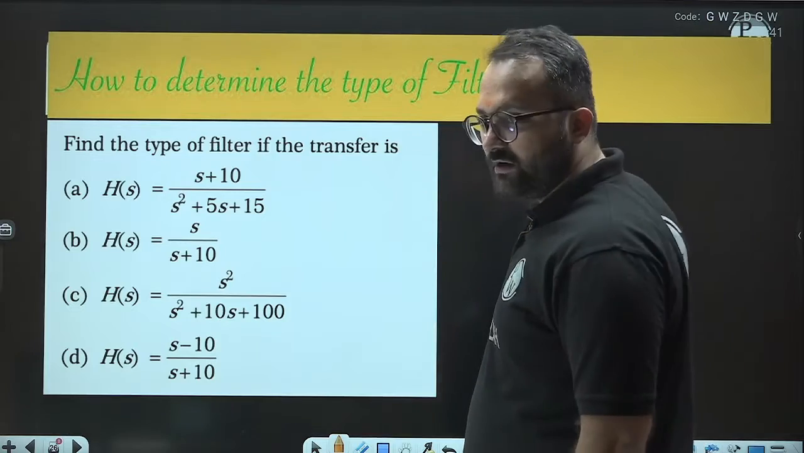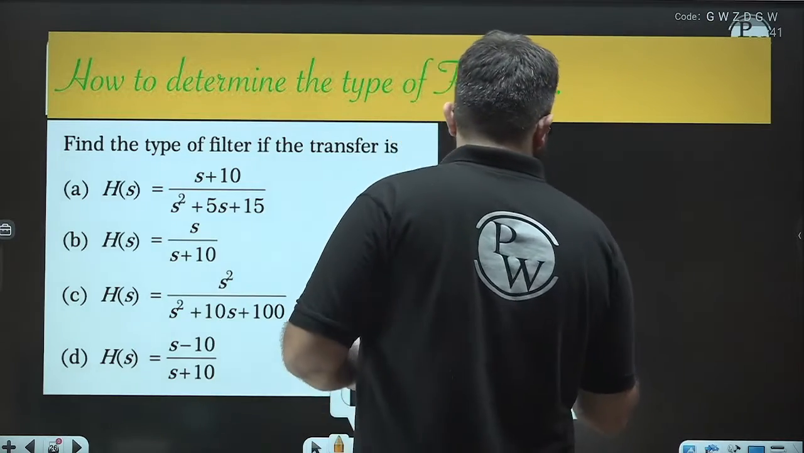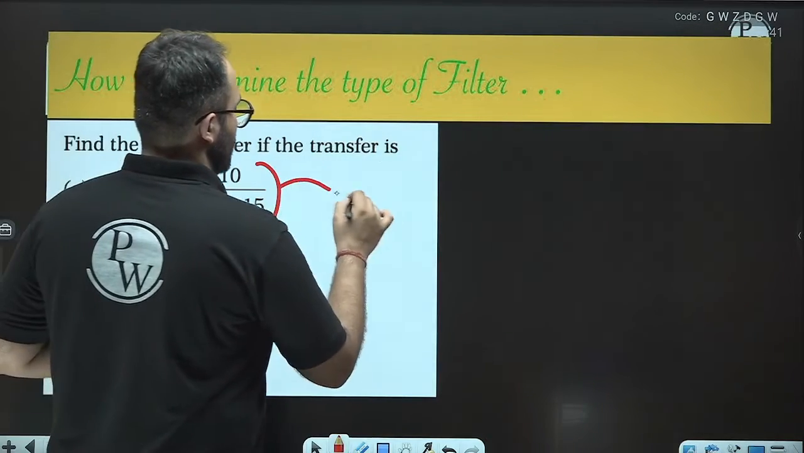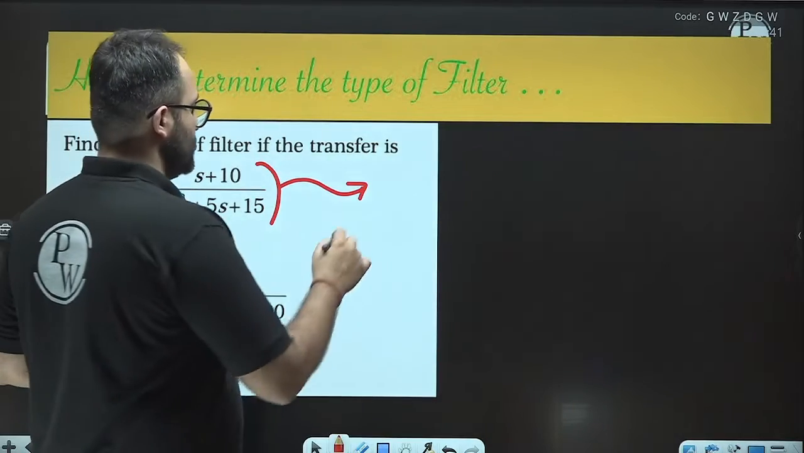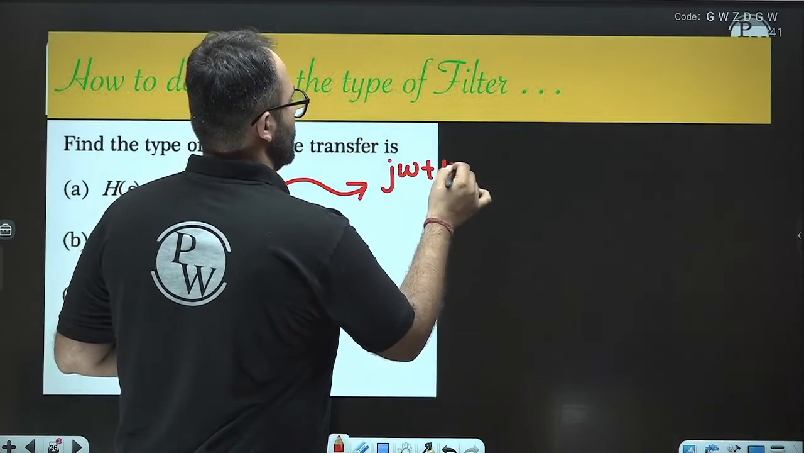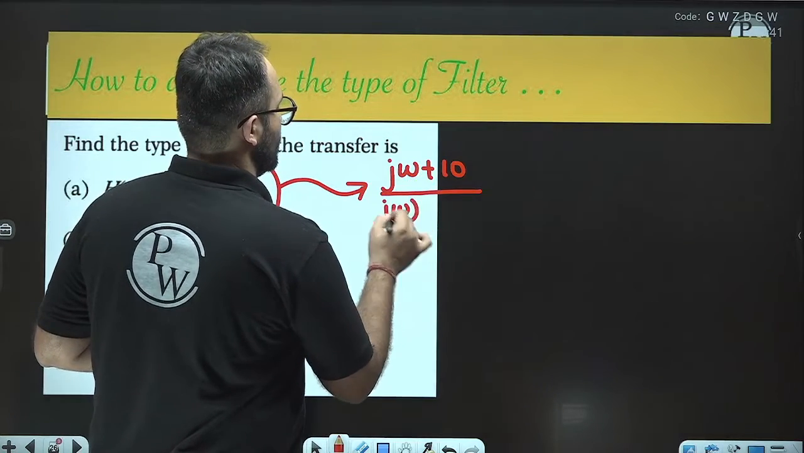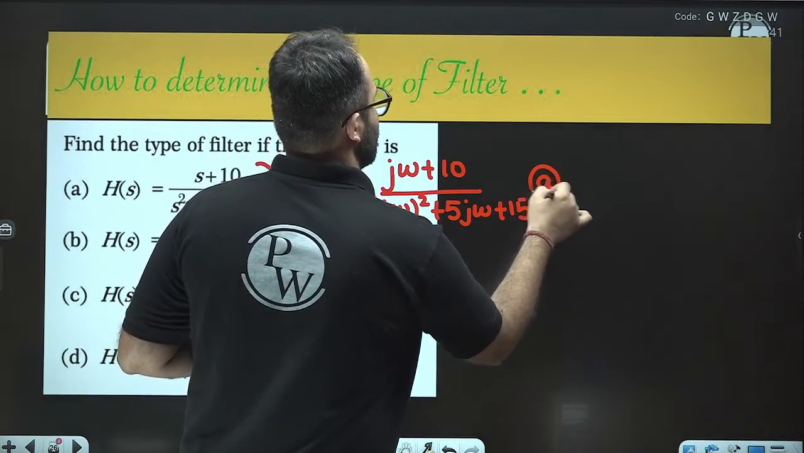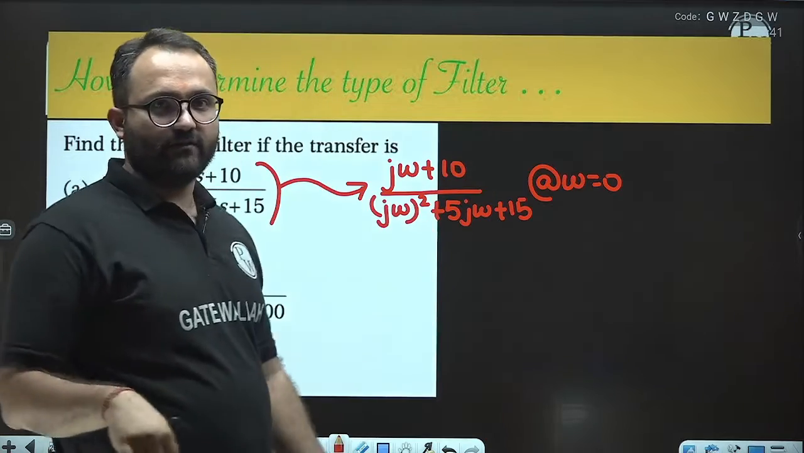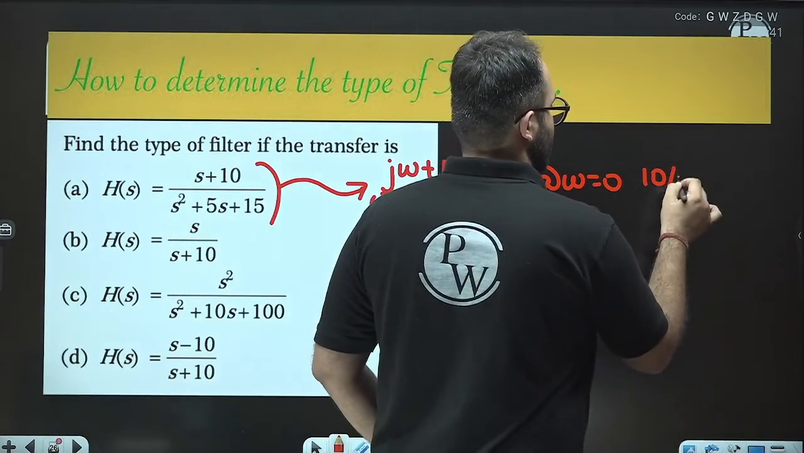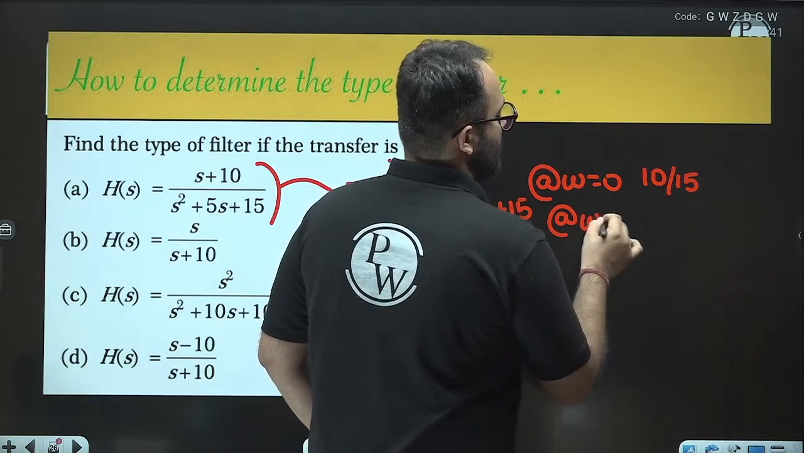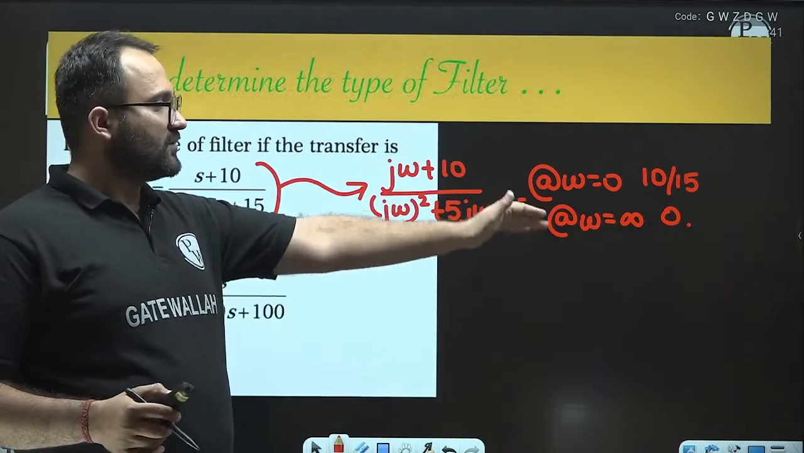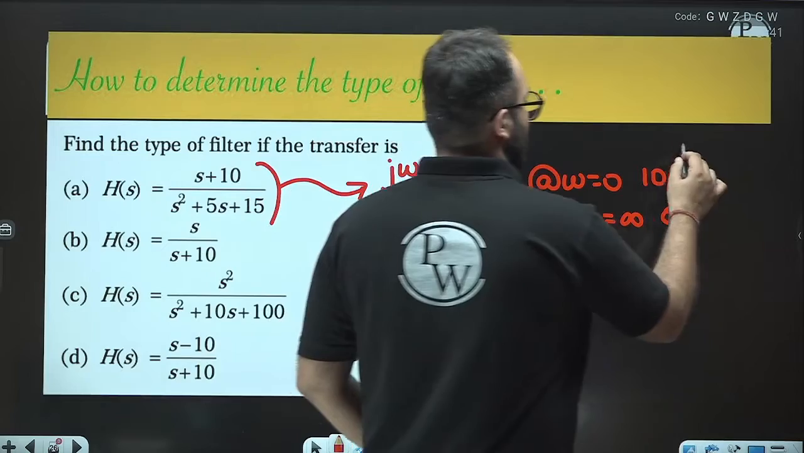So let us find out the type of filters. First type of filter is this. We will first of all replace s by j omega: (j omega plus 10) upon ((j omega) squared plus 5 j omega plus 15). At omega equal to 0, we can see it is 10 by 15. At omega equal to infinity, this will be 0, because the denominator has infinity square, numerator has only infinity. So what kind of filter is it? It is a low pass filter.